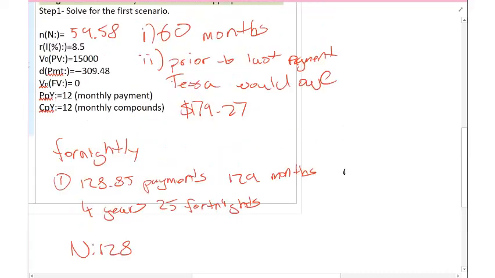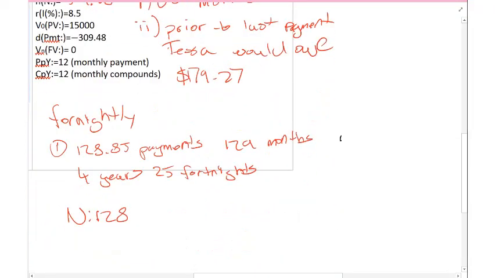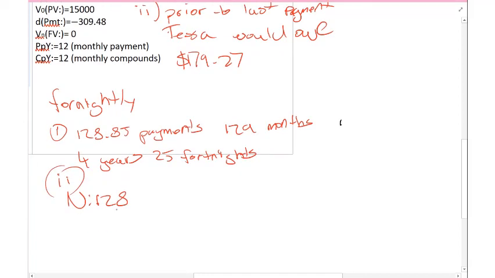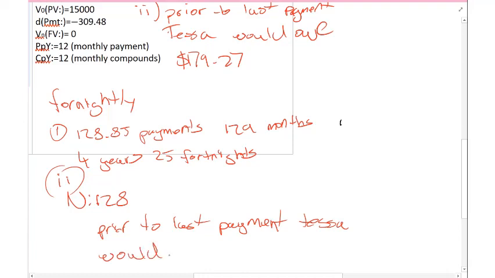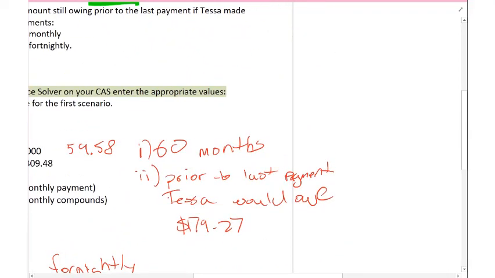So what that means is the amount still owing prior, and to answer part 2, it would be prior to the last payment, Tessa would owe $120.64. Okay, and that's how you'd calculate a question like that.